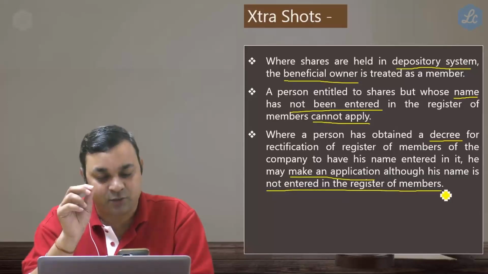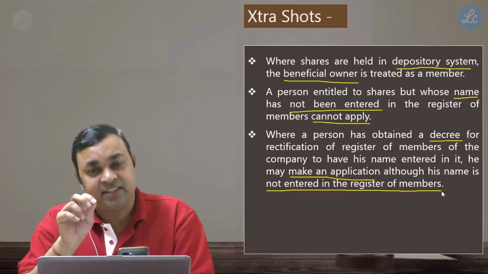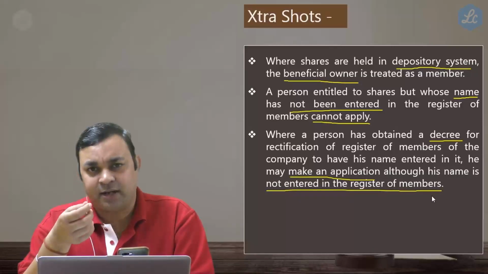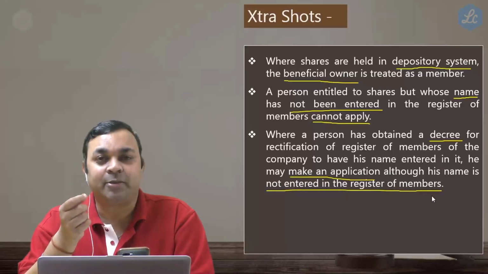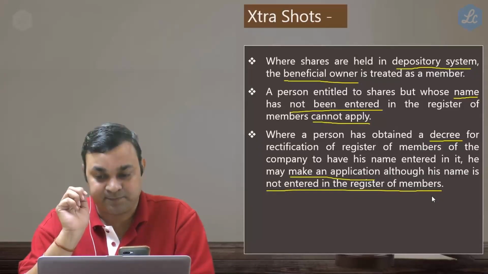He will send a court decree to the company. The company will rectify the register. Right now, the company has not yet updated their register. Then too, he can make an application. He will be treated as an eligible shareholder.